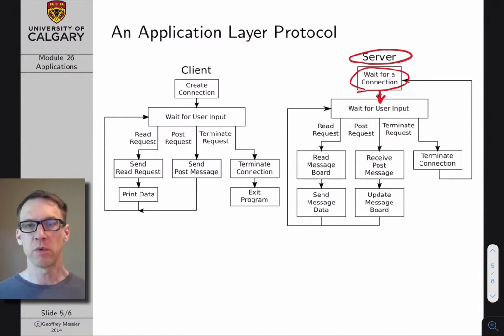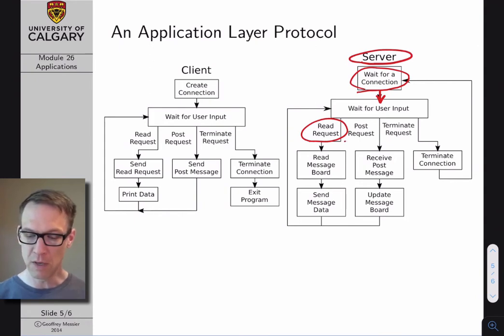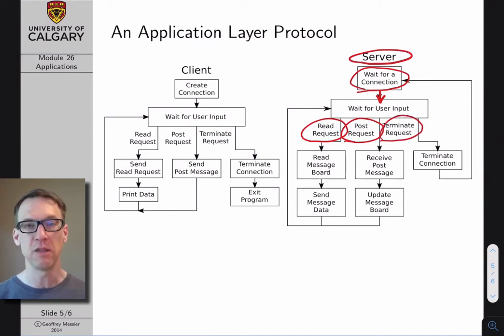And again, a really important part of the application layer protocol is basically who talks first and what is the sequence for information exchange. And so we're going to basically wait for a user command packet or request to arrive from the client. And there are going to be 3 possible requests. There's going to be a request to read the information posted on the message board. There's going to be a request to post a message on the message board. And then there's also going to be a request to terminate the connection. So the client at any time can decide to disconnect from the message board.